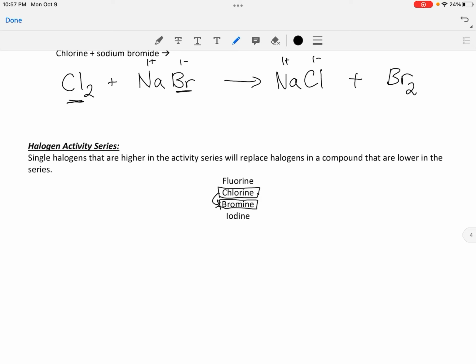But if this had been something like a chlorine coming along and trying to bump out maybe a fluorine from sodium fluoride, then no reaction is going to happen here. This is not going to turn into anything because that fluorine is higher than chlorine on the activity series. And you'll notice that this activity series is only for the halogens, and it's actually just the order that they fall in the periodic table, with fluorine being at the top and being the most likely to stay stuck to its metal, and iodine at the bottom.